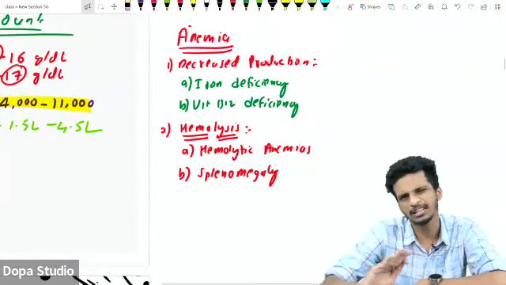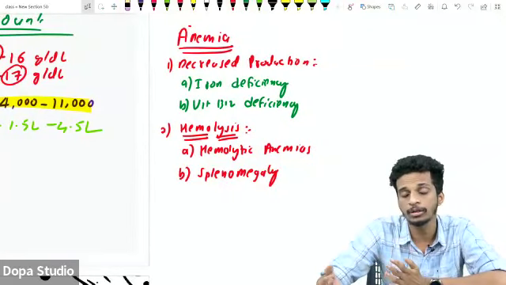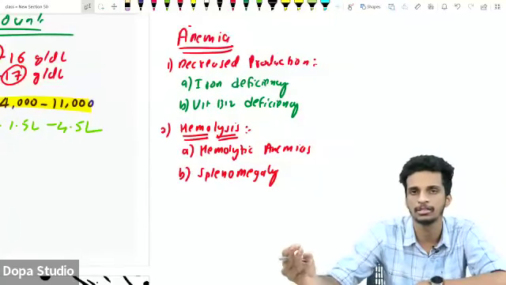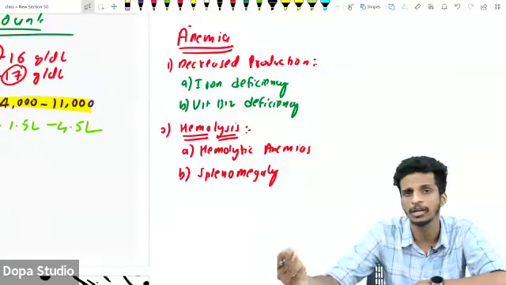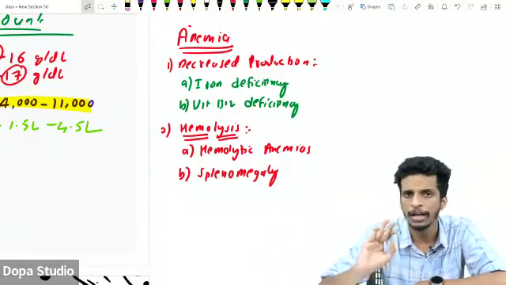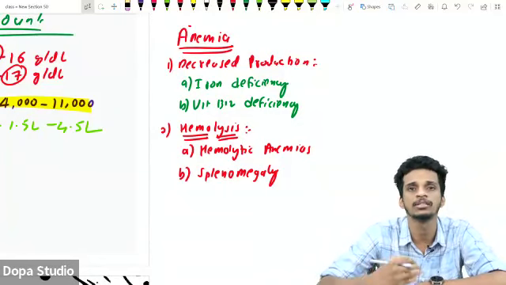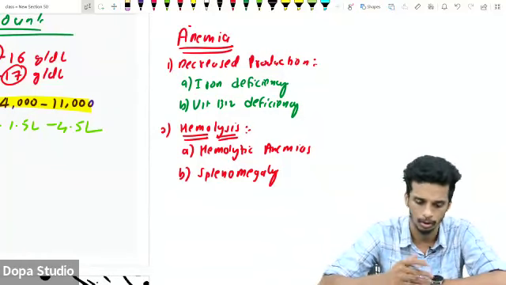Okay, so these are the main types of anemia. We have many types of anemia. We have anemia of chronic disease, we have sideroblastic anemia, we have dimorphic anemia. But at a basic level, these are the important anemias we should look for when we see a decreased hemoglobin count.